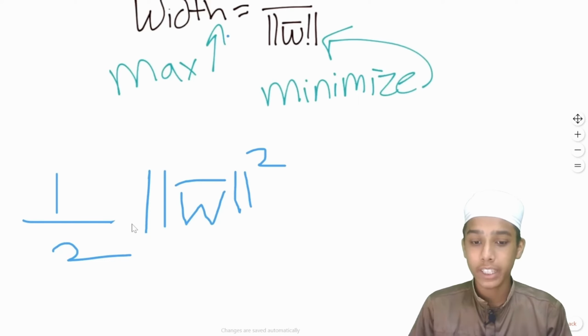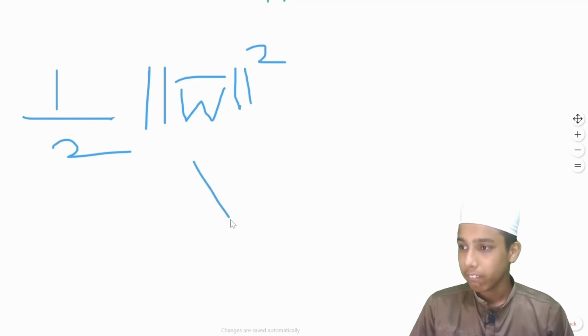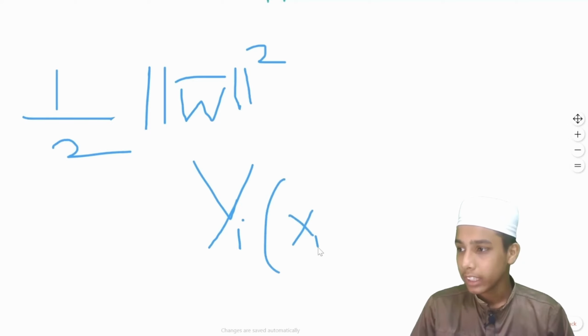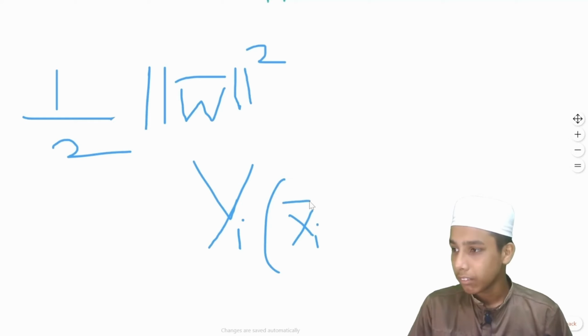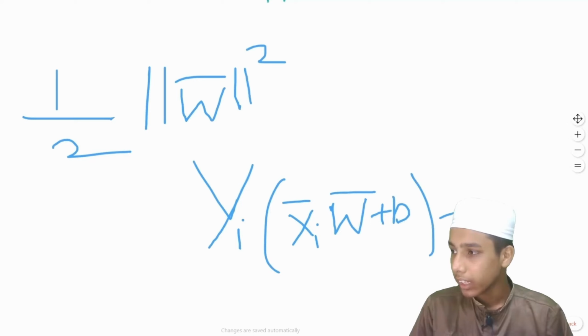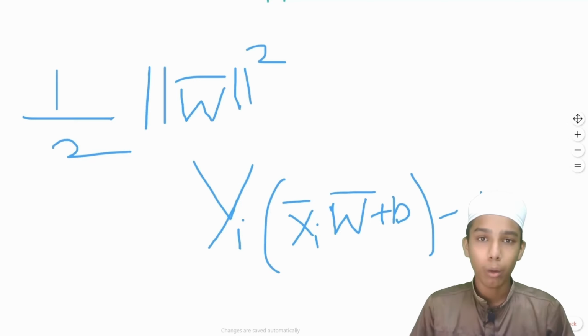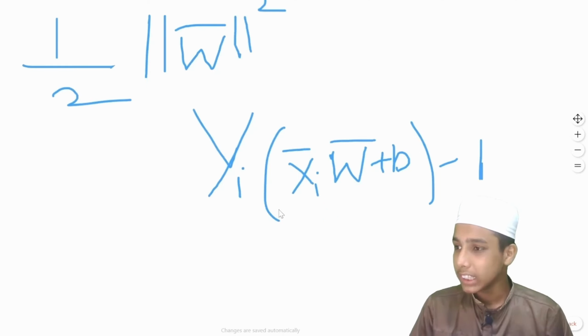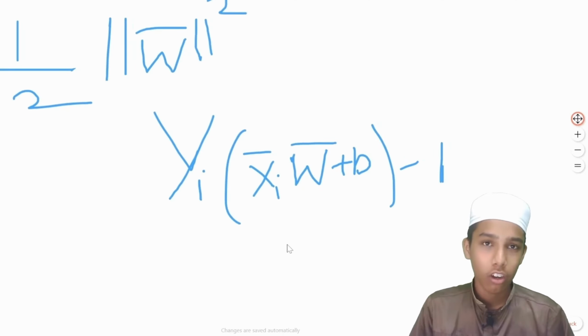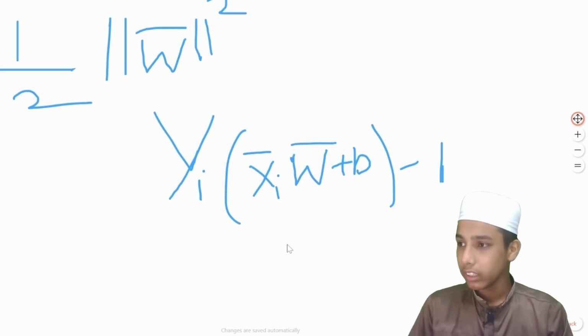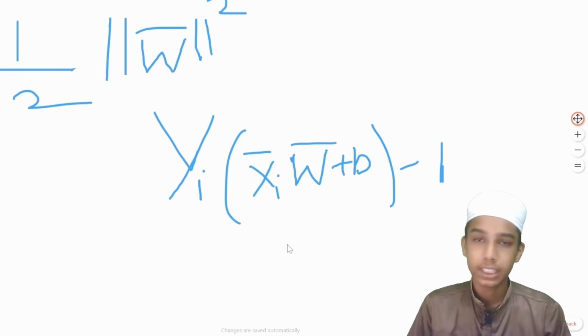of the magnitude of vector W square with the constraint to our support vectors which we have defined as being something like y sub i into x sub i, the vector x sub i, then let's use W plus B minus 1. Okay, so guys, this is our optimization constraint right now. So guys, this is how we have defined it: with the constraint to our support vectors, which we have defined as y sub i into x sub i into W plus B minus 1.